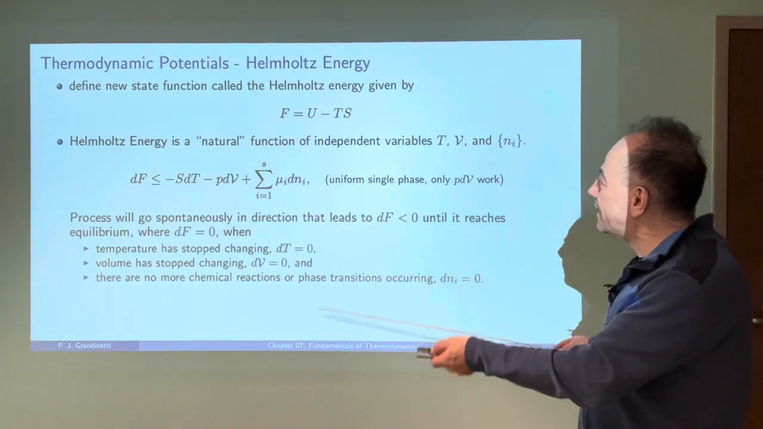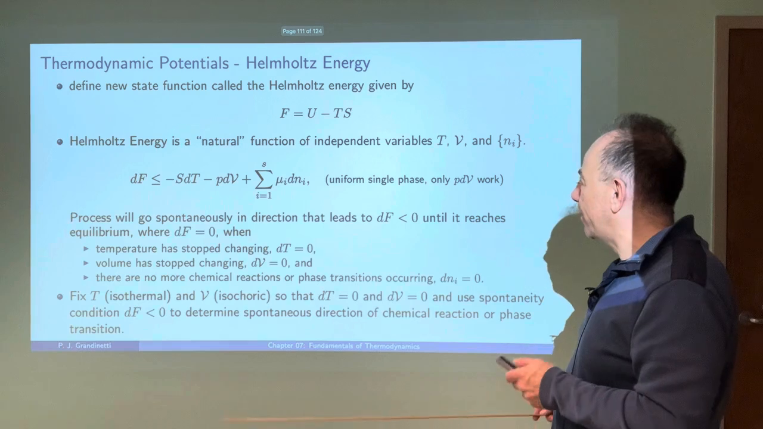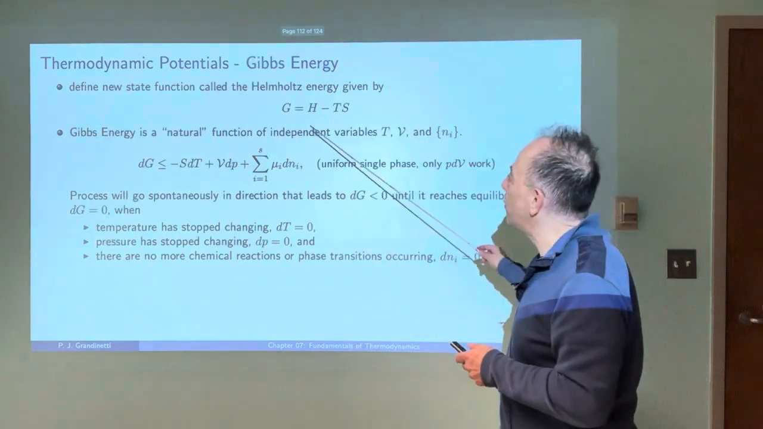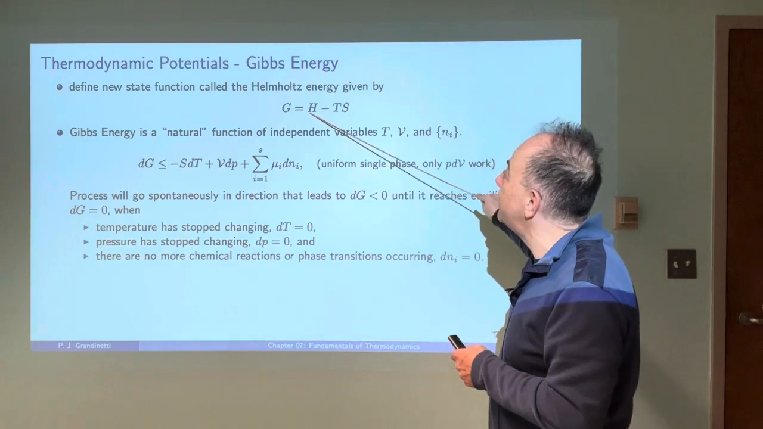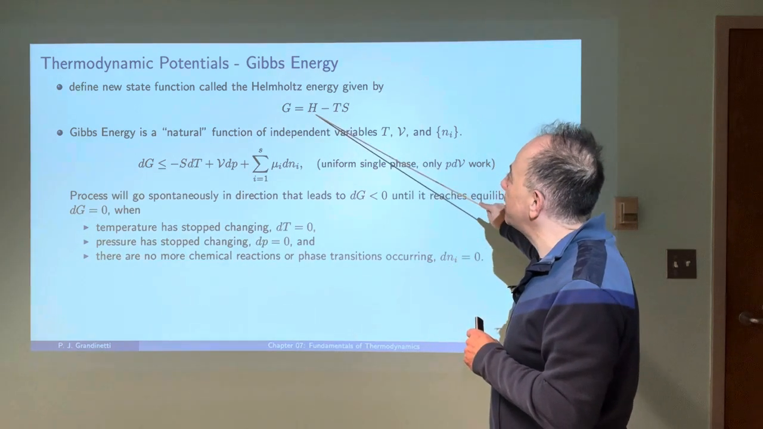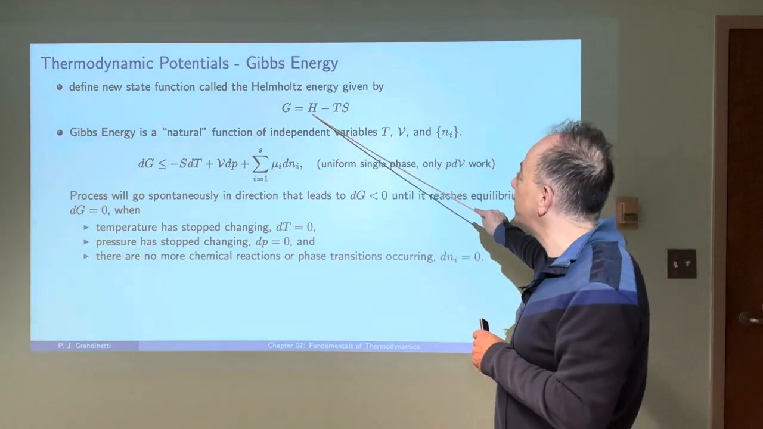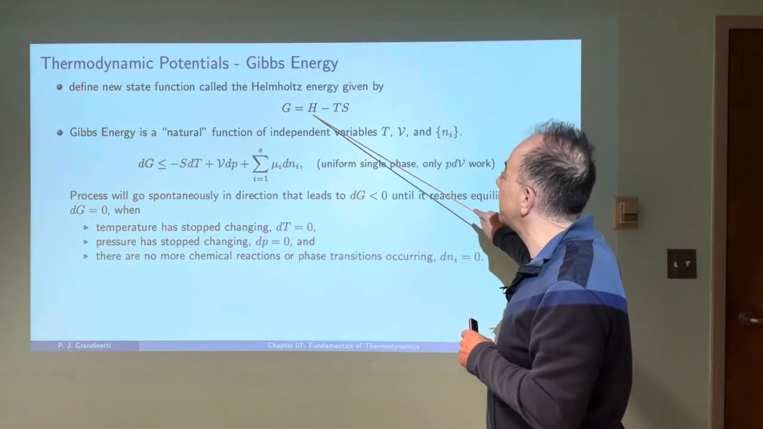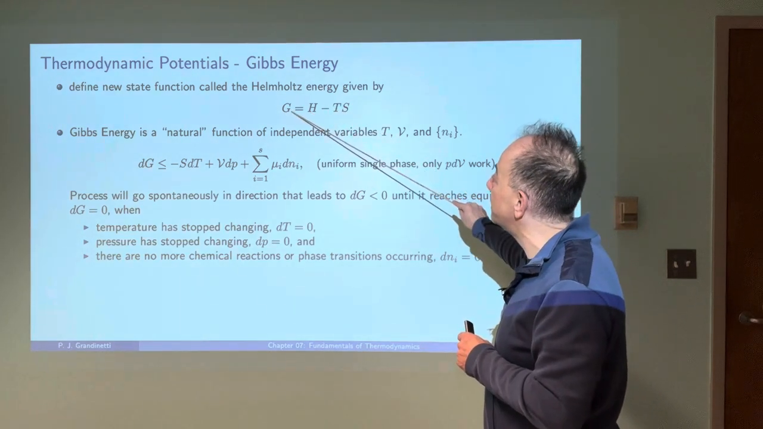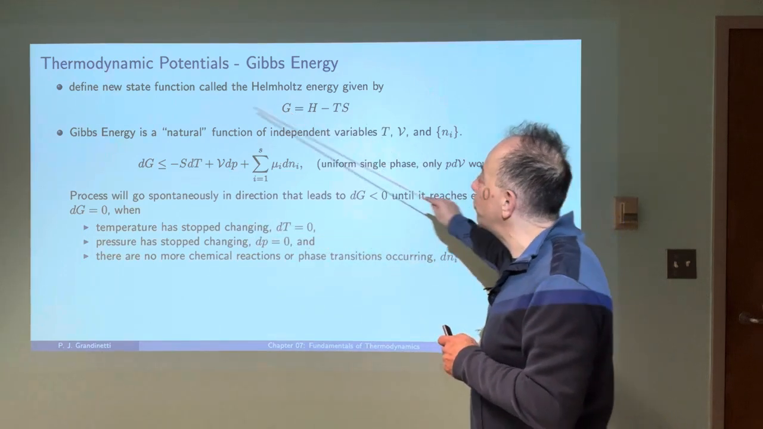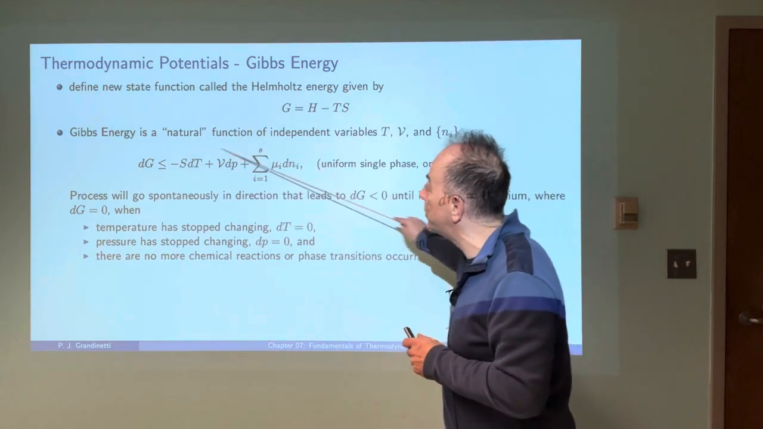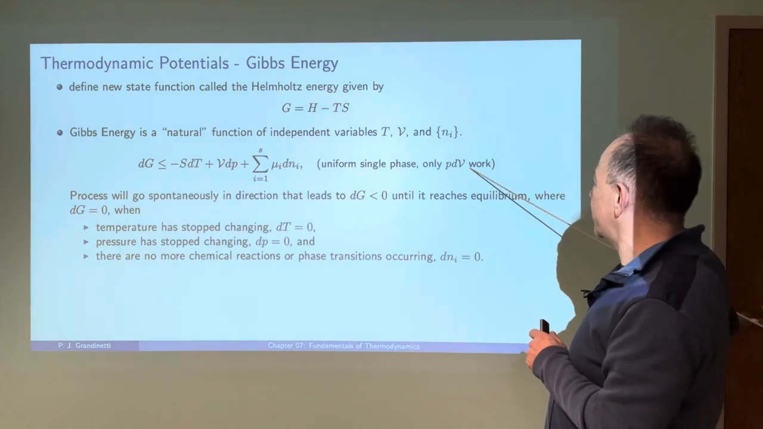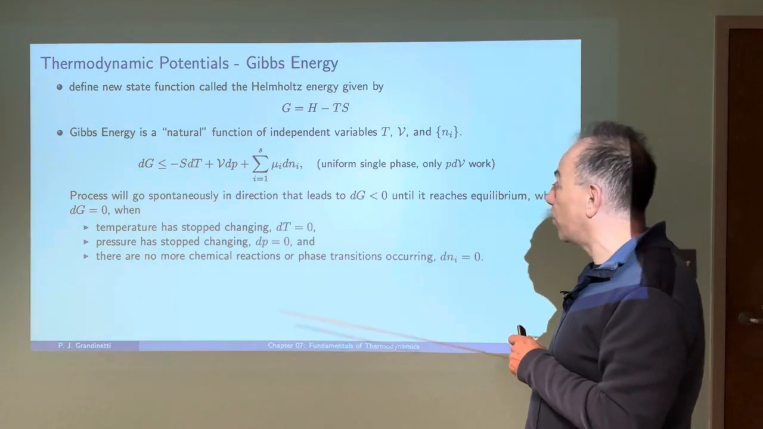So let's go one more step further, and let's define another energy function, this one using the enthalpy function. So we're going to do enthalpy minus temperature times entropy. So this, again, state function, state function, state function. So that's a state function. And if you use our previous expressions and substitute them in, you will get this expression here for the uniform single phase with only PdV work allowed.